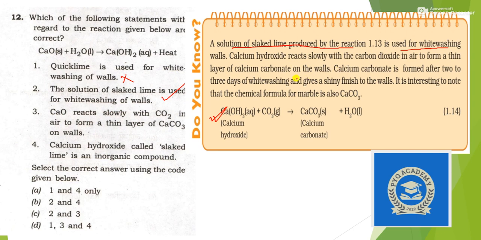Just read the next statement. Calcium hydroxide reacts slowly with carbon dioxide, not calcium oxide. There is a difference between calcium oxide and calcium hydroxide. So this is again wrong. Calcium hydroxide, called slaked lime, is an inorganic compound. Yes, it is an inorganic compound. So here the answer should be option B, because 2 and 4 are correct statements.